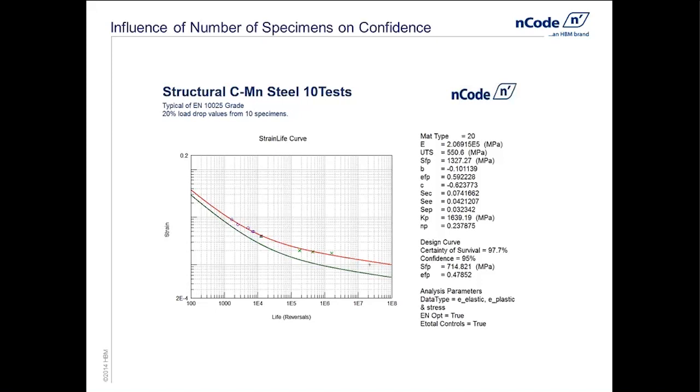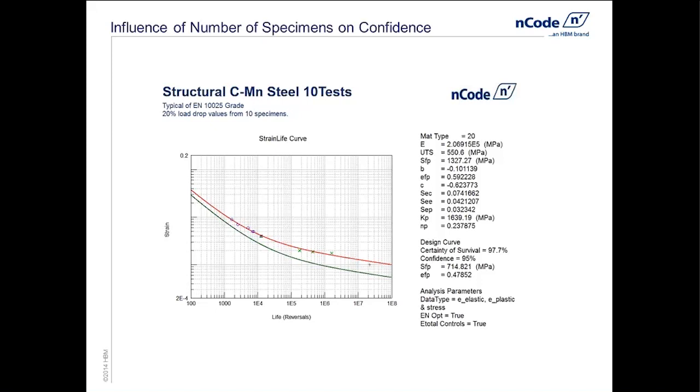And that variation, that scatter, allows us to quantify a certainty of survival for that curve. And so we have the ability, looking at the scatter, to shift the curve down. Actually, we're always looking at a high certainty of survival, so we're always shifting the curve down based on that scatter level.